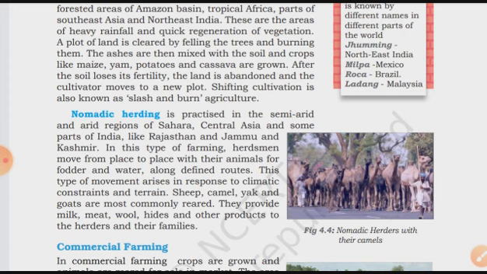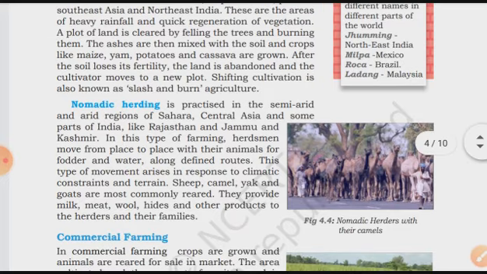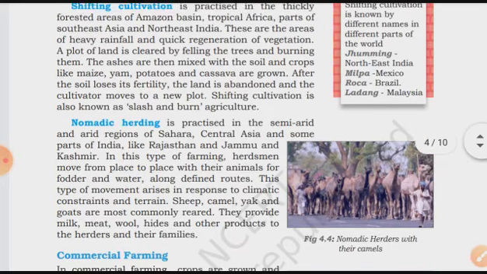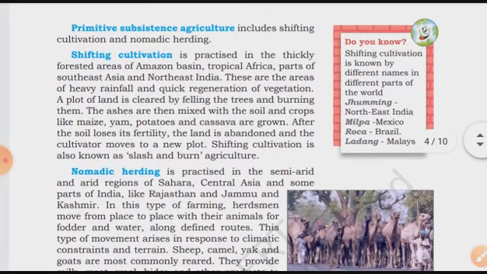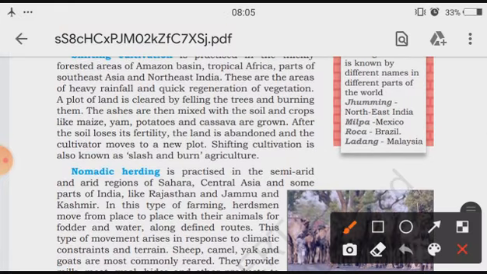Shifting cultivation is also known as slash and burn agriculture. So another name for shifting cultivation given here is slash and burn agriculture. And if you see the right side in the box, they have given something here. See what they have given here.